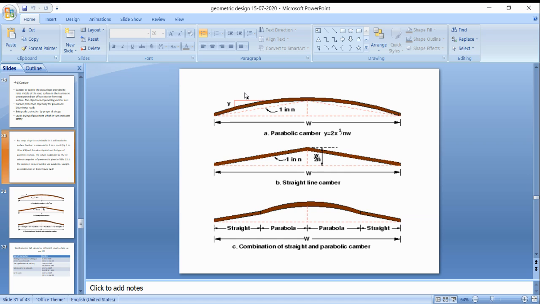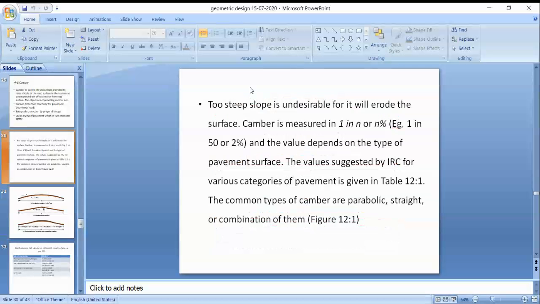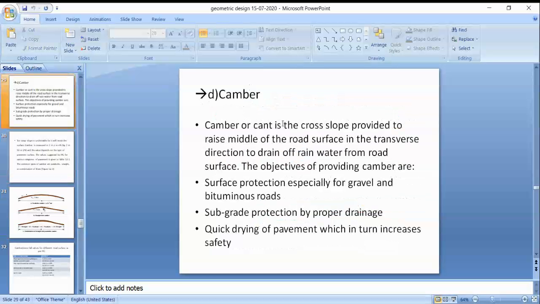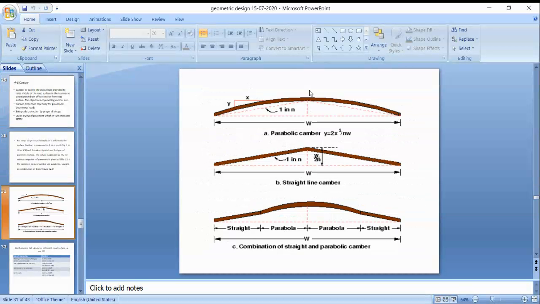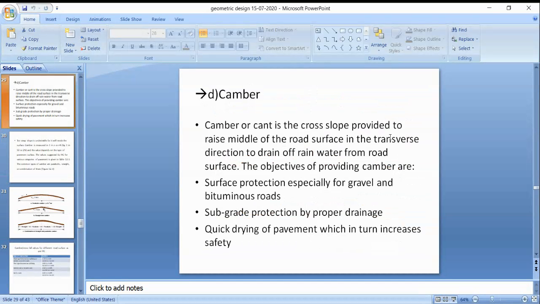So here we are making some slope. The ground slope is provided to rise in the middle of the road. Here we rise in the middle of the road, so that the road surface in the transverse direction drains off the water. Why are we providing the rise in the middle of the road? To drain off the water.